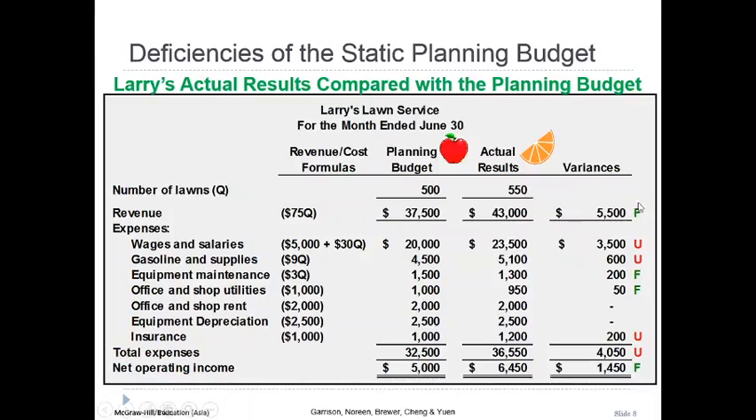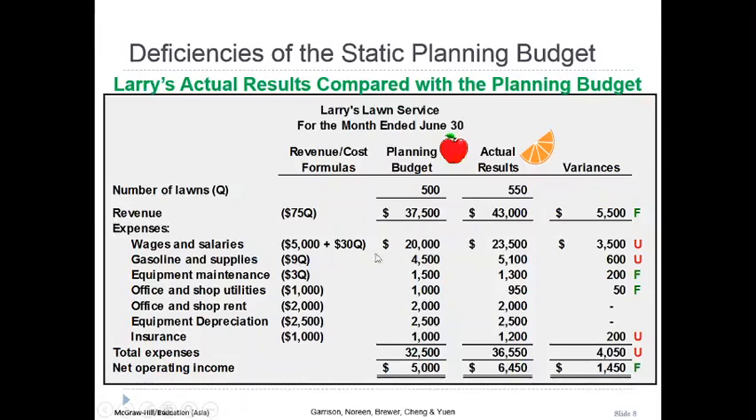Okay, so we label F here. So F is for favorable. Okay, so for revenue, we get favorable variance when the actual result exceeds planning budget.